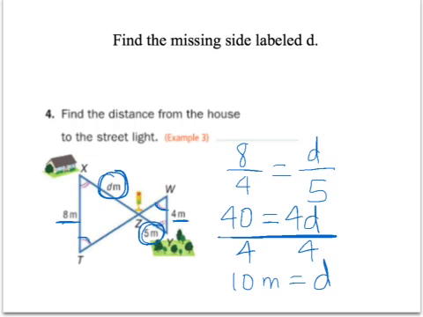So bring this with you to class tomorrow, and we will check to see that you have all 4 examples copied down, and we will move on from there.